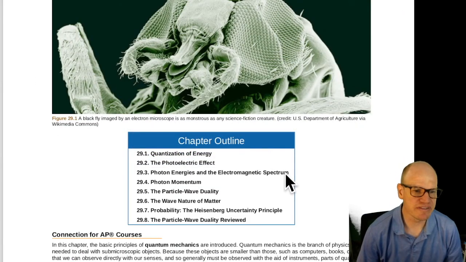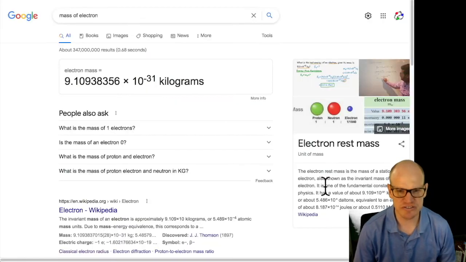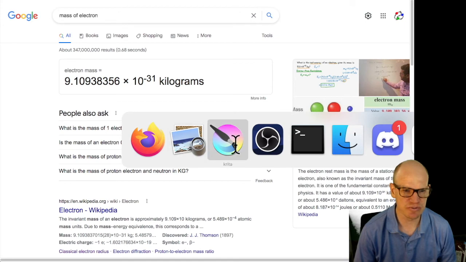All right, what do we got? We got the probability, the Heisenberg uncertainty principle, so we'll talk about that. All right, Heisenberg uncertainty principle, last thing for today.